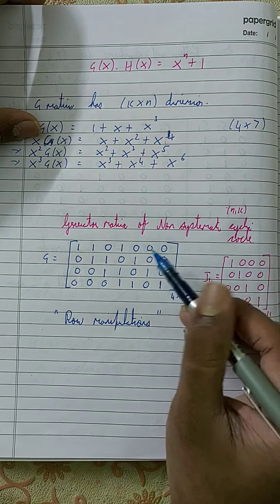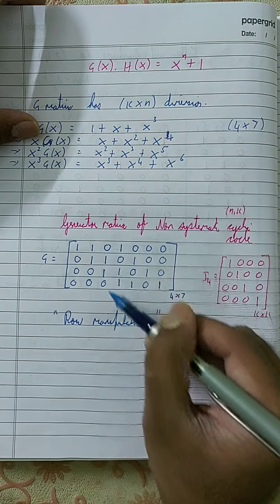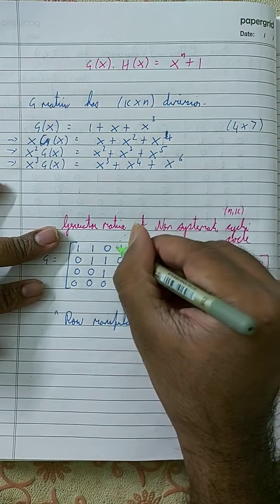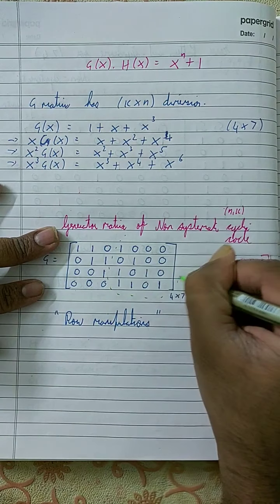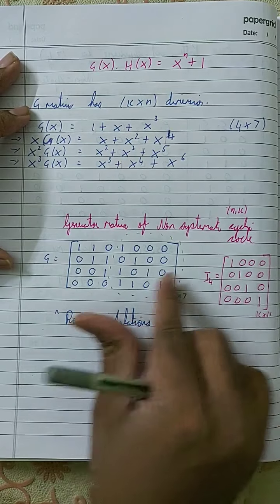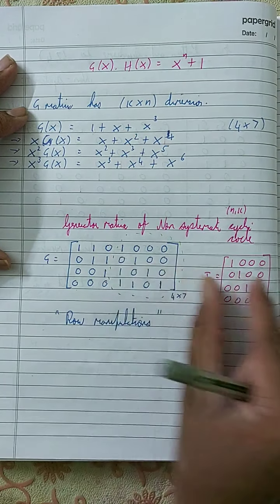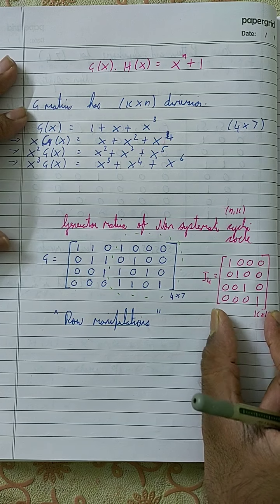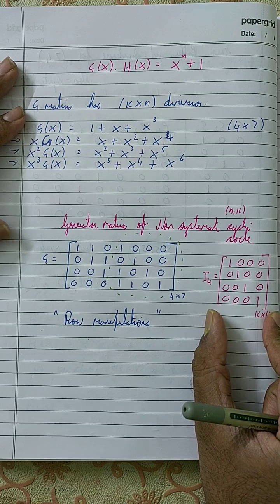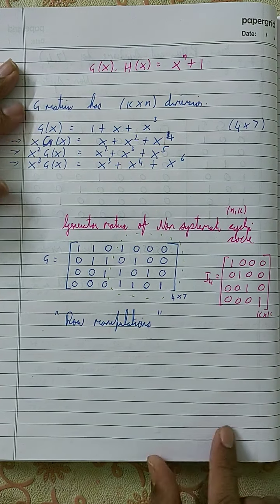If you successfully create this part of the matrix that I'm circling right now, maybe I'll circle with another pen just so that you'll understand. If you make some row manipulation in this matrix so that you get this part of the matrix into an identity matrix, then you have successfully created the generator matrix of a cyclic code, a systematic cyclic code.